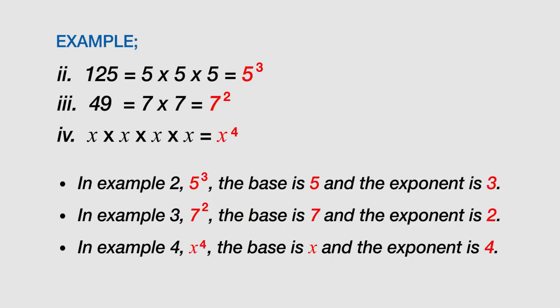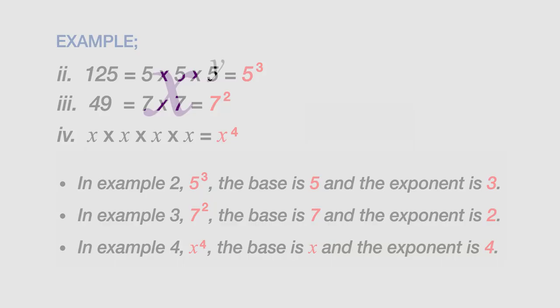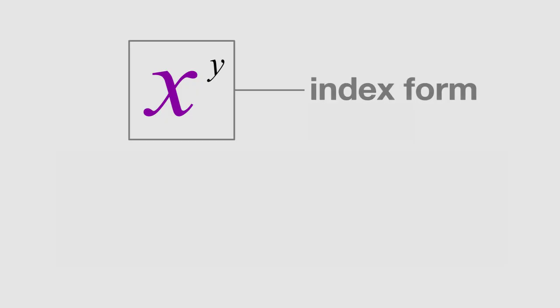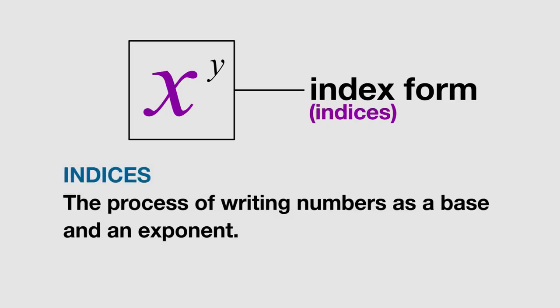Well done. Now, when we write a number in the form x to the exponent y, we say that the base is x and the exponent is y. And when a number is written in that form, it is said to be in index form. The plural form for index is indices. And so we will define indices as the process of writing numbers as a base and an exponent.